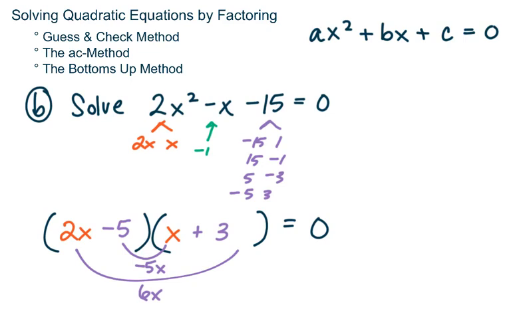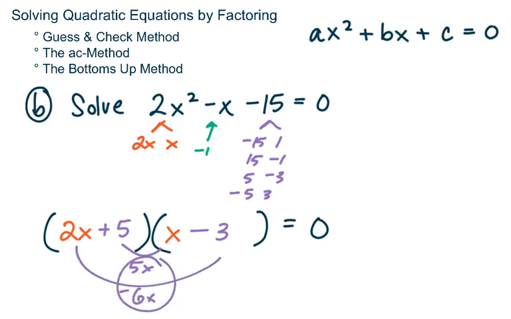So what we actually need to do is we'll switch just those two signs, the plus and the minus. So if I switch my plus and my minus, I'll get a -3 and a +5. You'll notice that gives me +5x, -6x, and those two terms do indeed sum together to give me that -1 value.